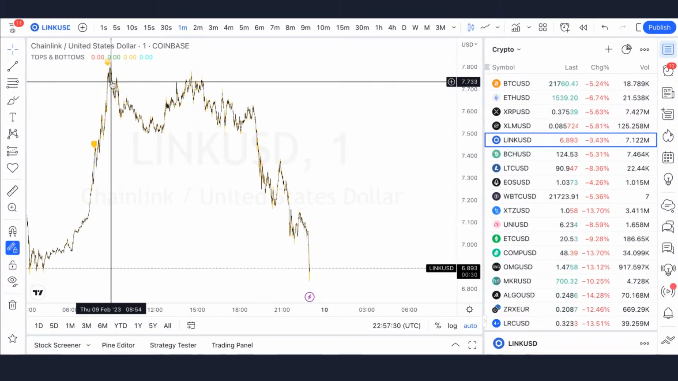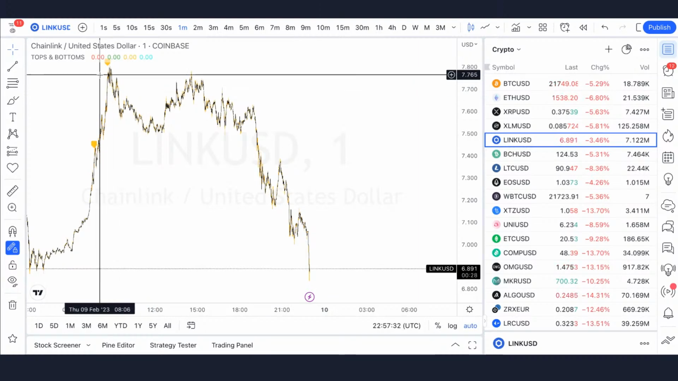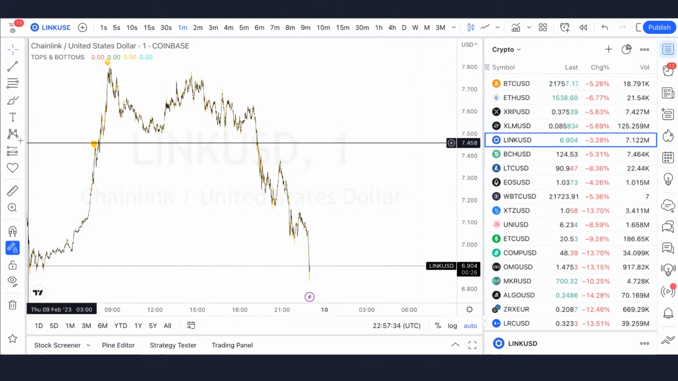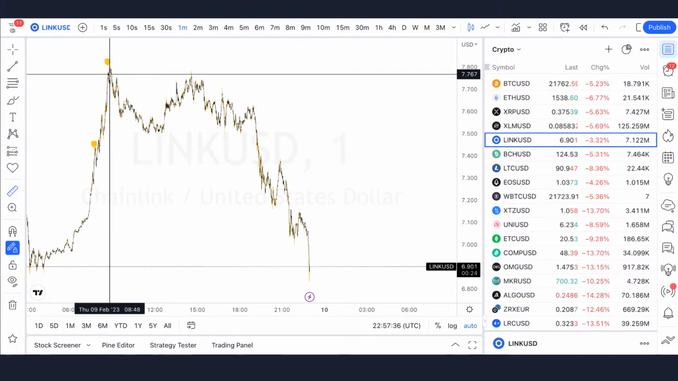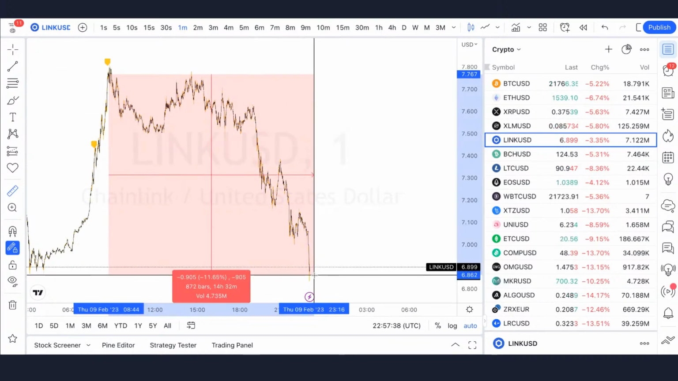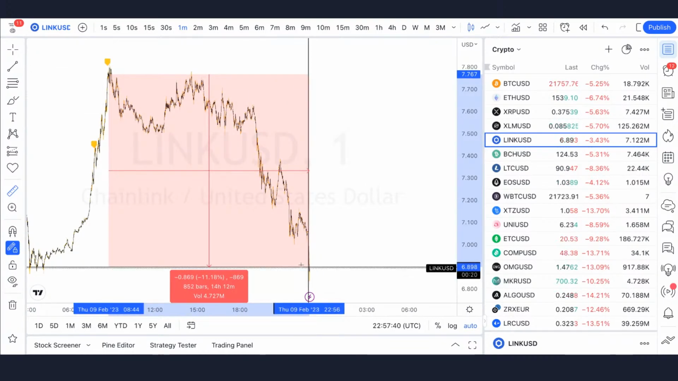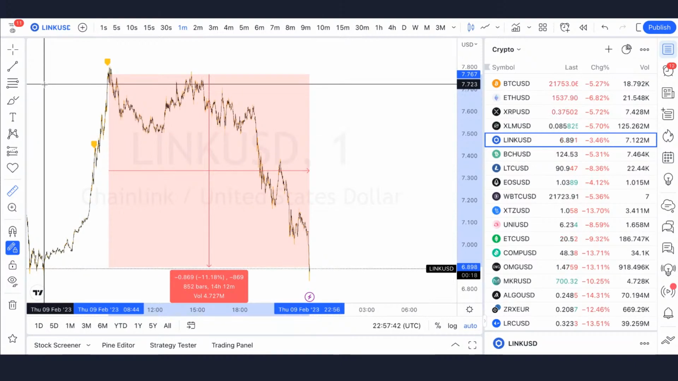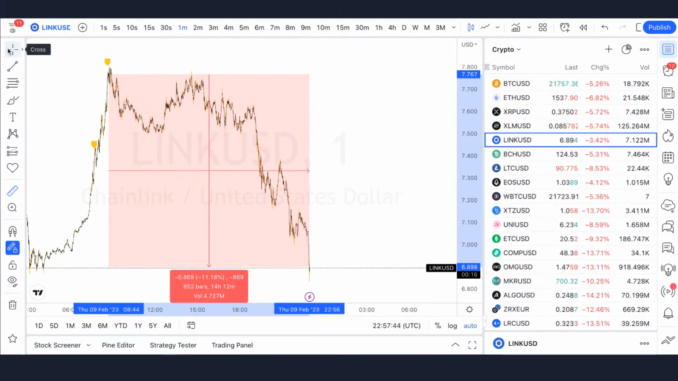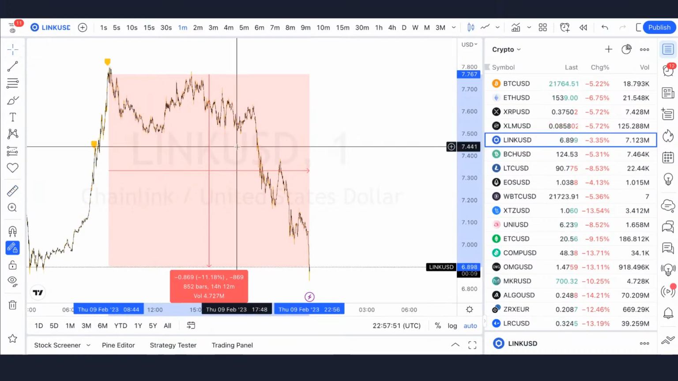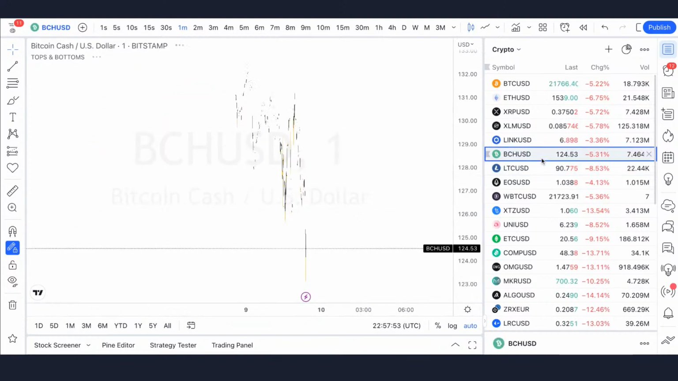Some nice shorts here on Chainlink. Would have been able to bag some pretty decent profits, especially that one there. That's a fantastic entry, isn't it? They're picking up an 11% sell-off in the move. Wow. Especially if you took that on any sort of leverage, you'd have been smashing today. It would have been a champagne day today.